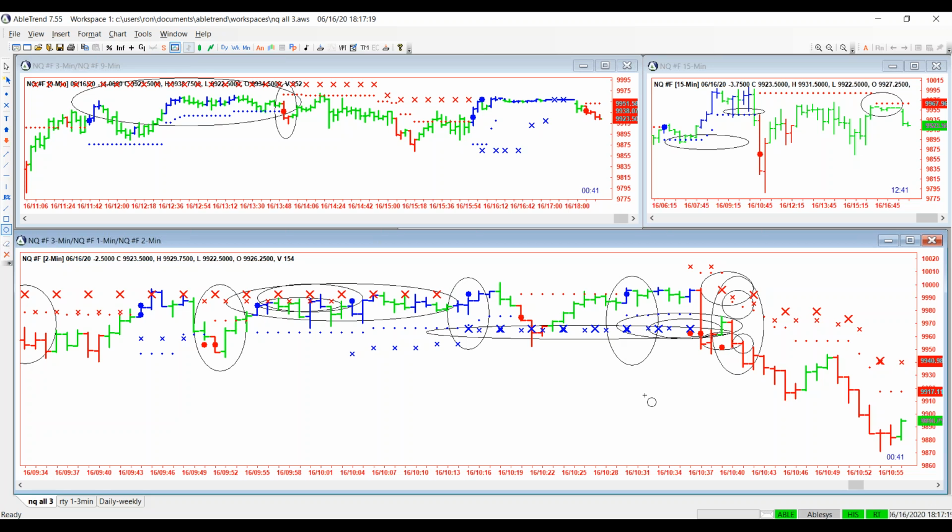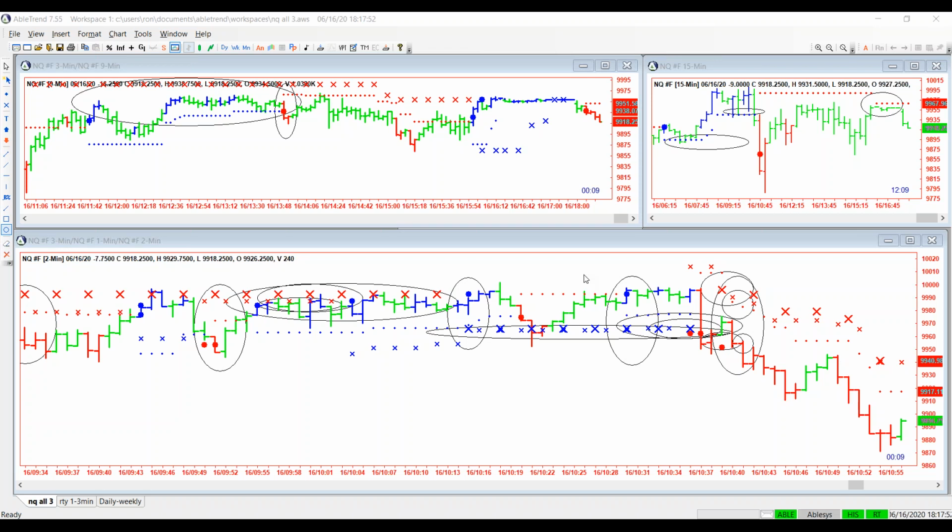So the more dots and crosses that are on top of each other horizontally, from left to right, the stronger that wall of support or resistance is, whether it's red or blue. Obviously, blue is support, red is resistance. So that's important. Keep that in mind because that'll help you determine where there's a really strong wall of support or resistance. All right, let me get back to the questions.